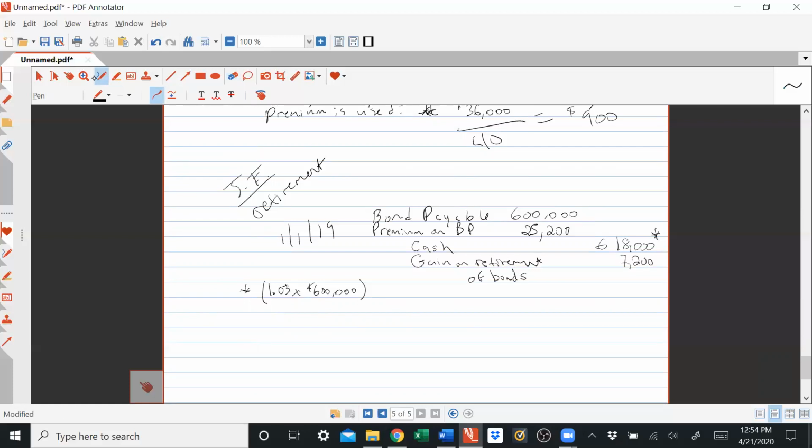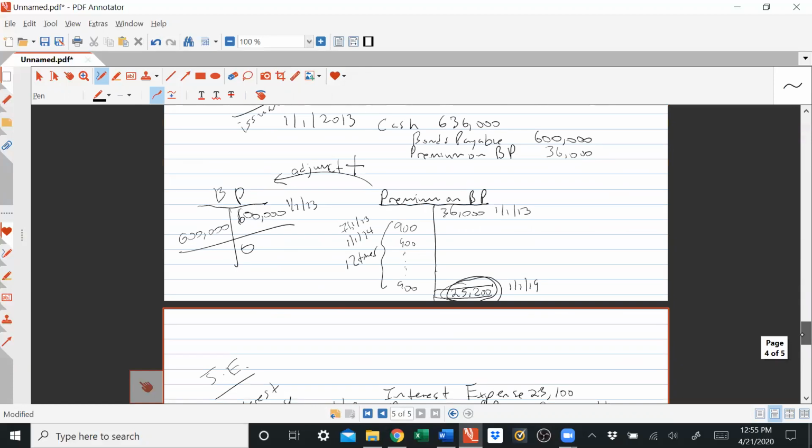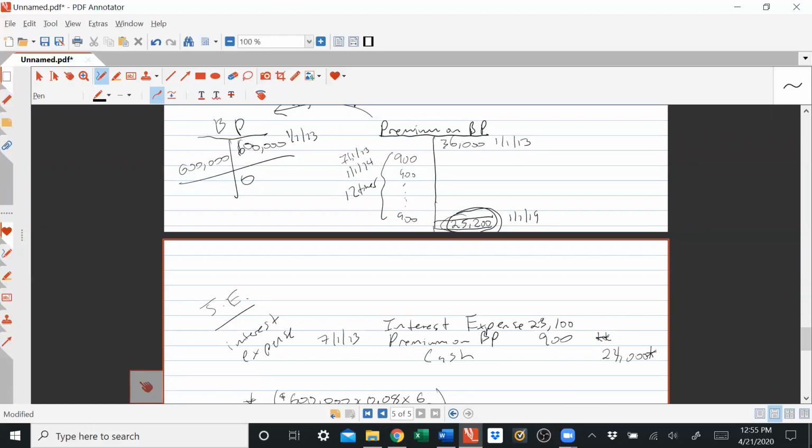So this is the answer to the question. This is the journal entry on the date you retired the bonds. Notice though, you can get this debit here without doing anything. You can get this credit here without doing anything, but you can't get this right here. You have to go and track the premium on bond payable account, and you need to know what its balance is on the date you retired, because that's the balance you have to take off. So now when we debit premium on bond payable for $25,200, it has a zero balance, which it should.